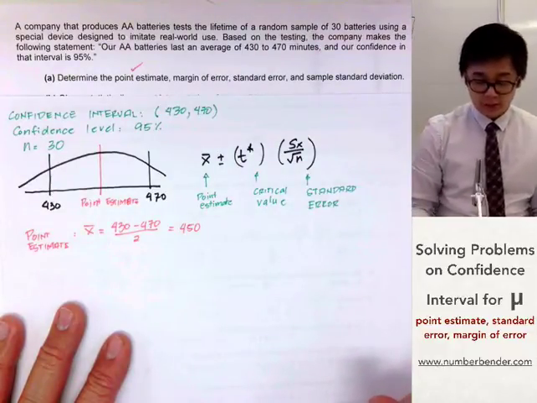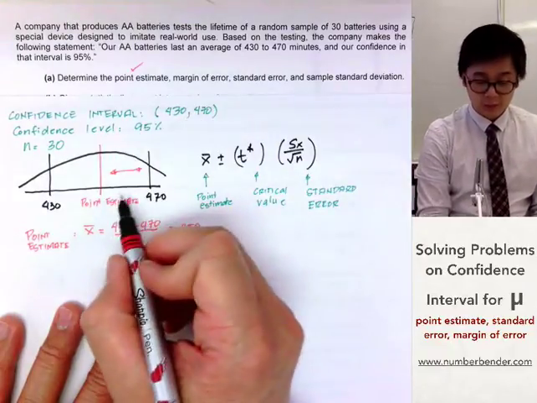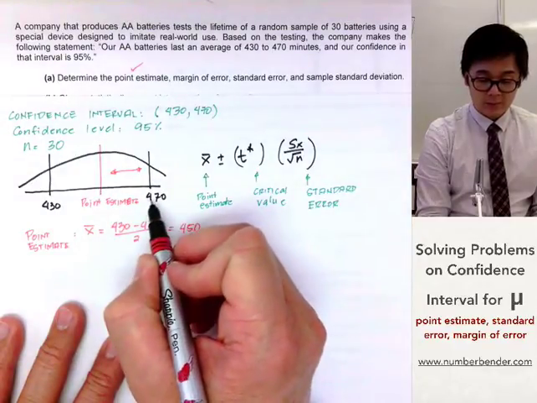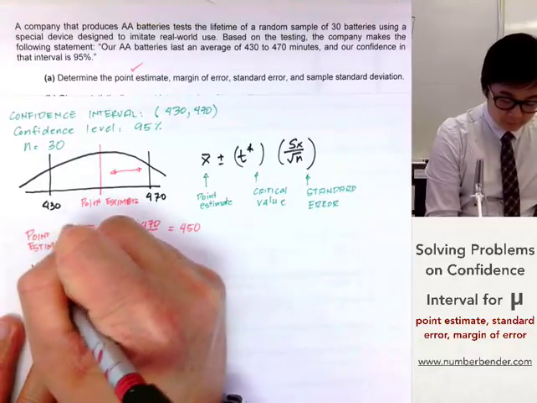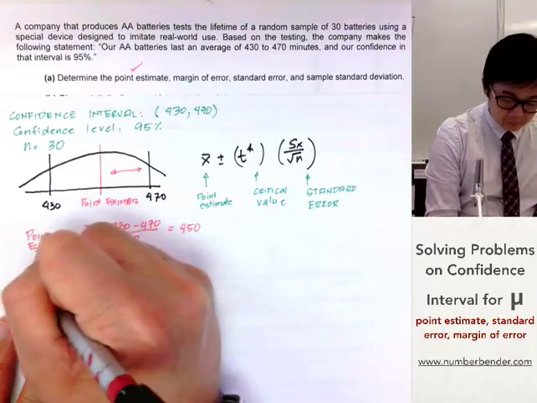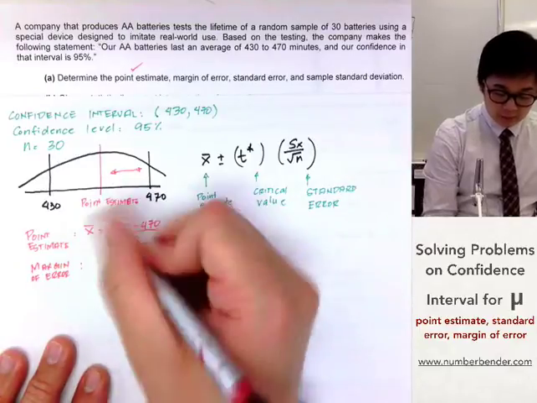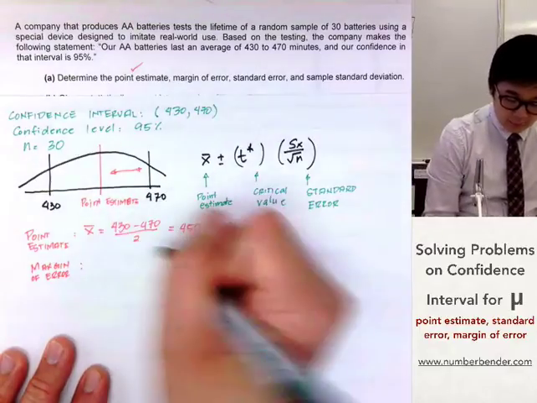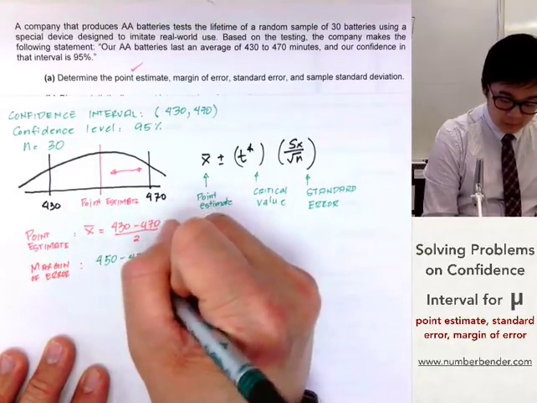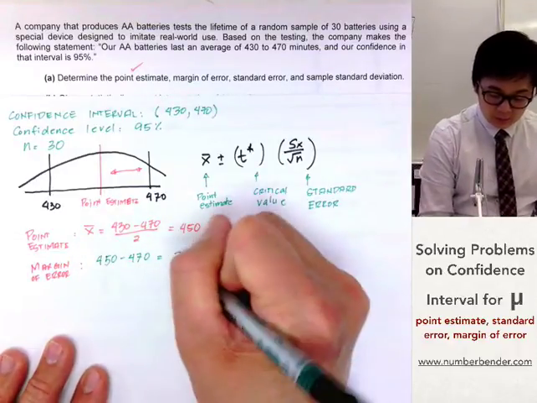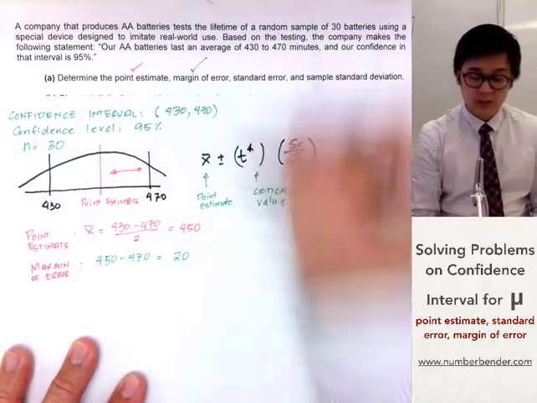Now let's find the margin of error. The margin of error in our confidence interval is the distance between the midpoint and the lower or the upper limit. So in this case, to find the margin of error, we just need to find the midpoint. So we already know that we have 450 as our midpoint, and 470 minus 450 will give us 20. So the margin of error is simply 20 because we are given the confidence interval already.